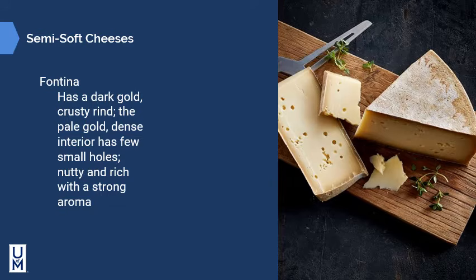Semi-soft cheeses such as Fontina has a dark gold, crusty rind and pale color, dense interior, and has a few small holes. It's very nutty and rich with a strong aroma that is often compared to, well, I call it foot.